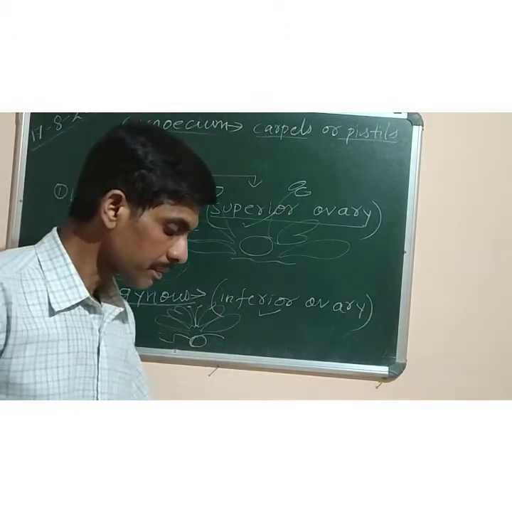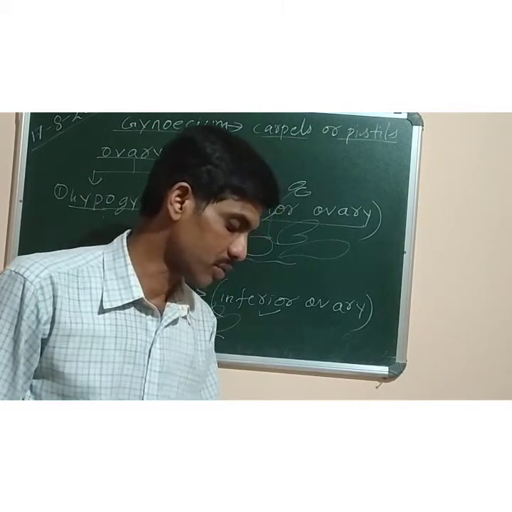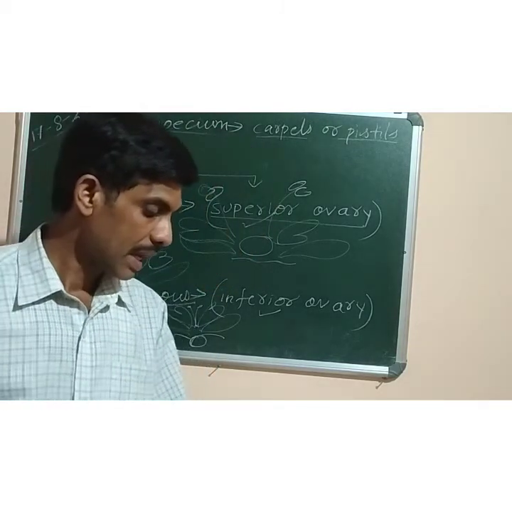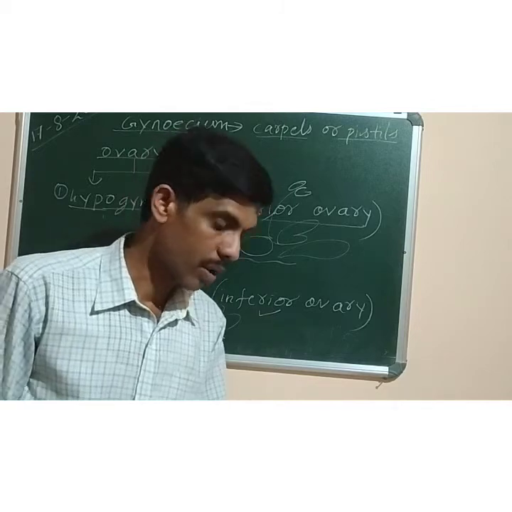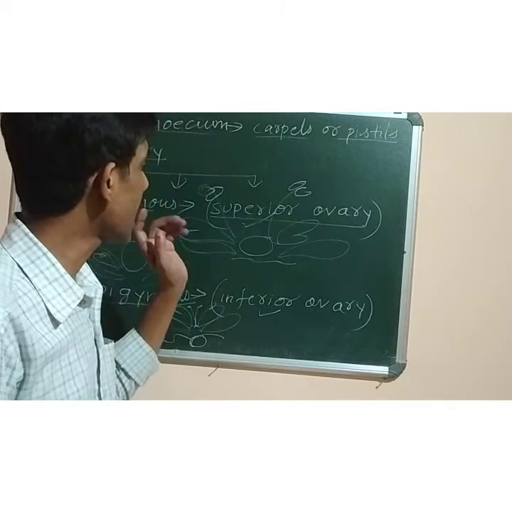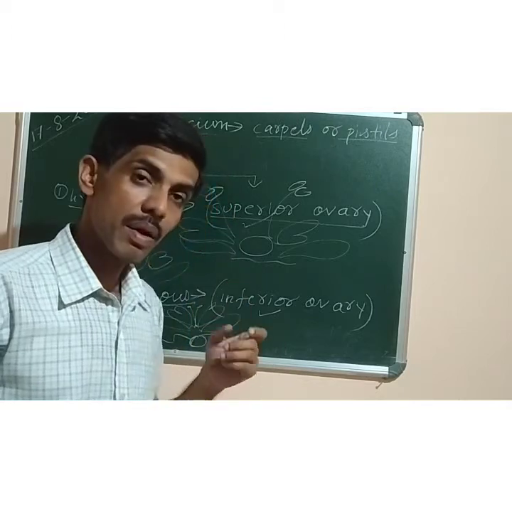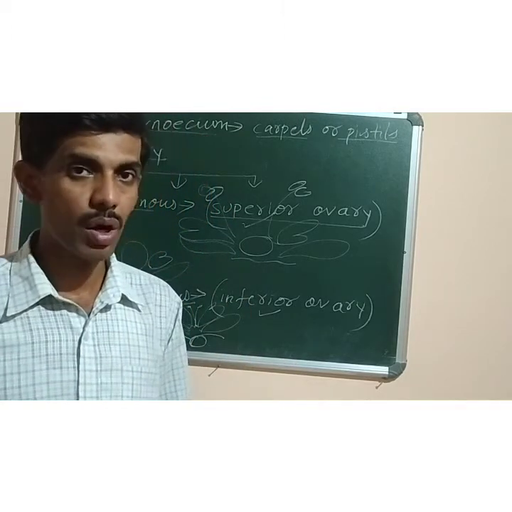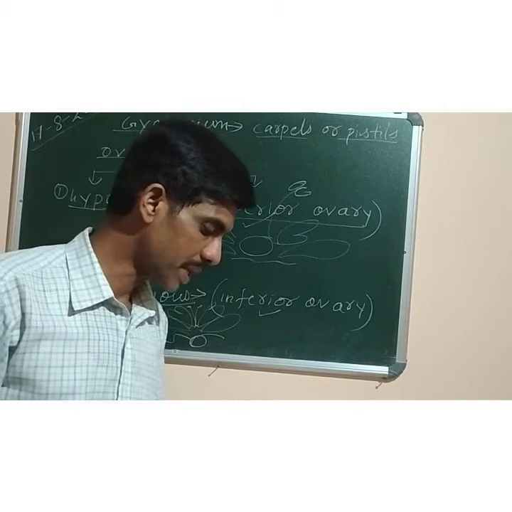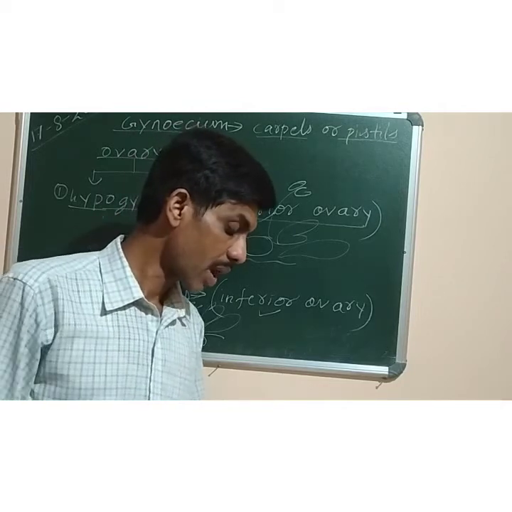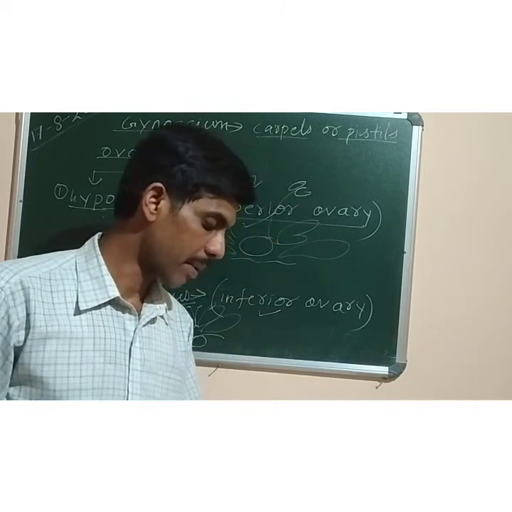Now what is a unisexual flower? A flower in which either the male part, that is stamen, or the female part, that is carpel, is present is called a unisexual flower or imperfect flower, like papaya.